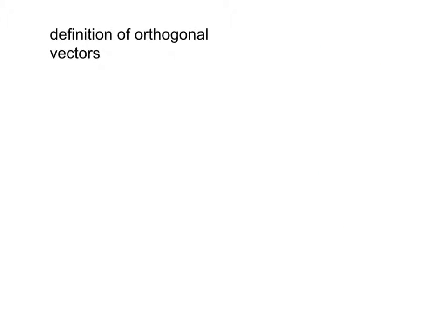The second property I want to talk about is the definition of orthogonal vectors. Orthogonal and perpendicular mean essentially the same thing, meeting at right angles. So if I have two vectors, we'll call them u and v, and I take the dot product u dot v, that dot product is going to be equal to 0 if and only if the vectors are perpendicular to each other.